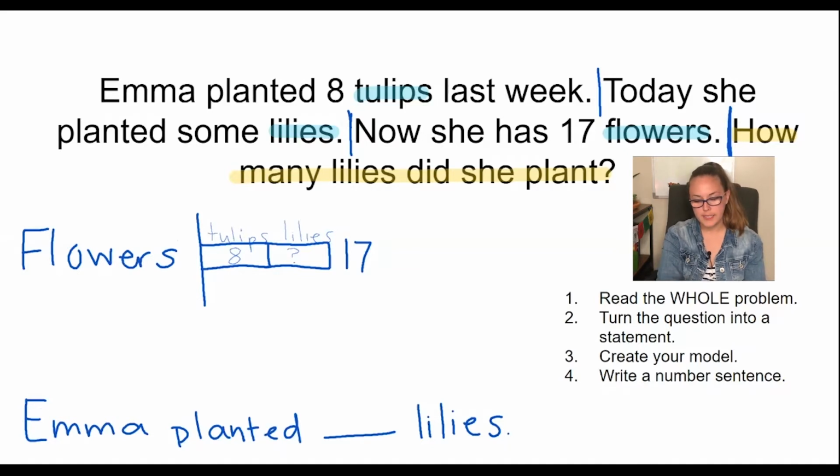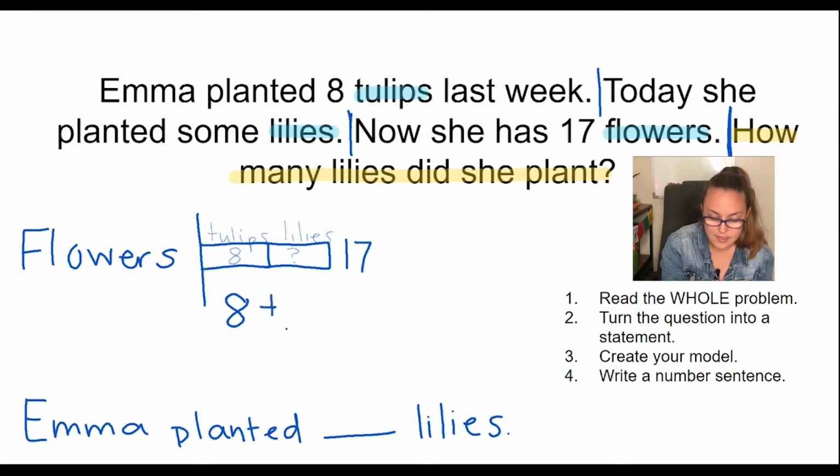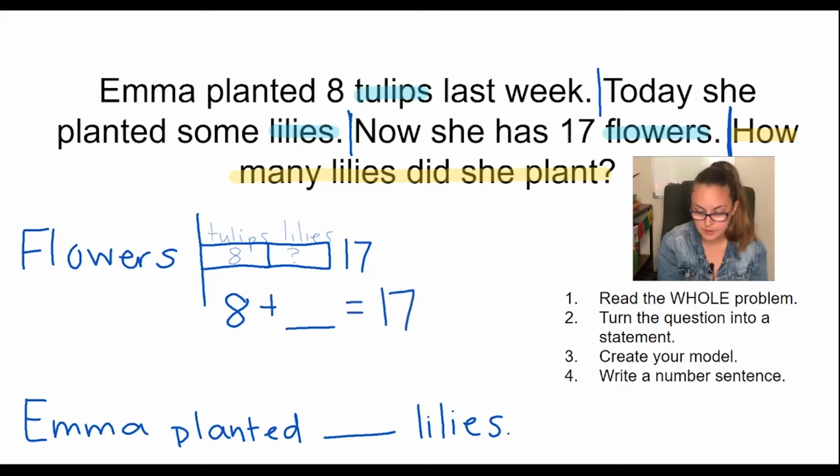Remember, a number sentence has an equal sign. So I'm going to take 8 tulips, and I know that I need some lilies, so we're going to add some lilies in order to get 17 flowers. Okay. So now we have to find the missing part. We have to solve the equation.